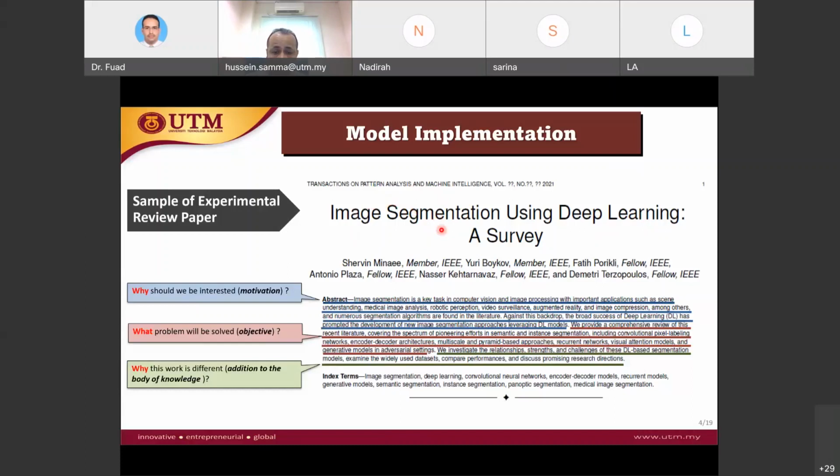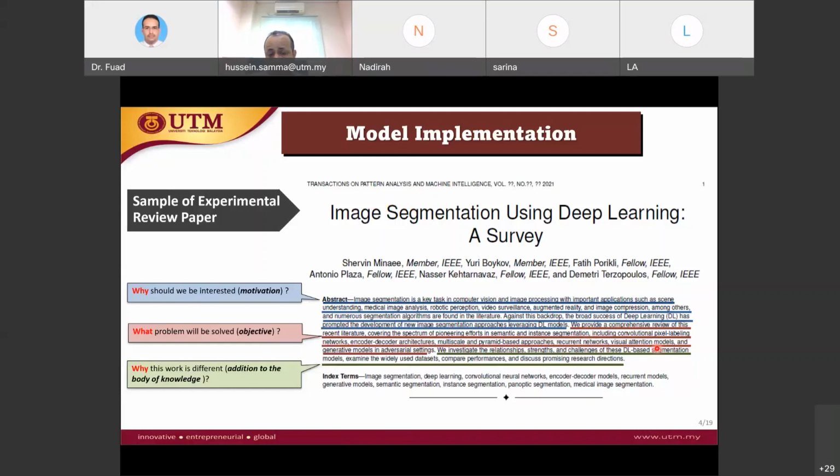Basically, if you look at the abstract of this paper, you have to answer three fundamental questions. The first one: why should we be interested in this kind of research?